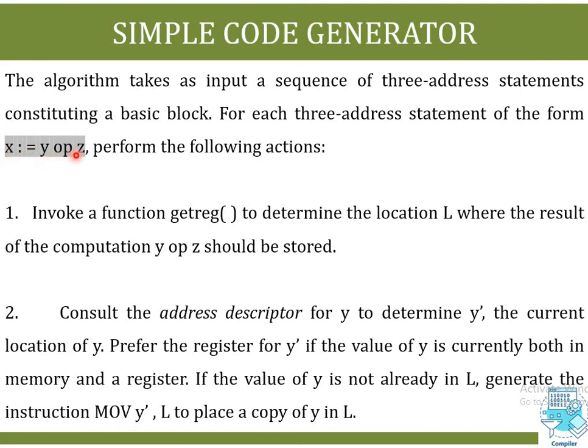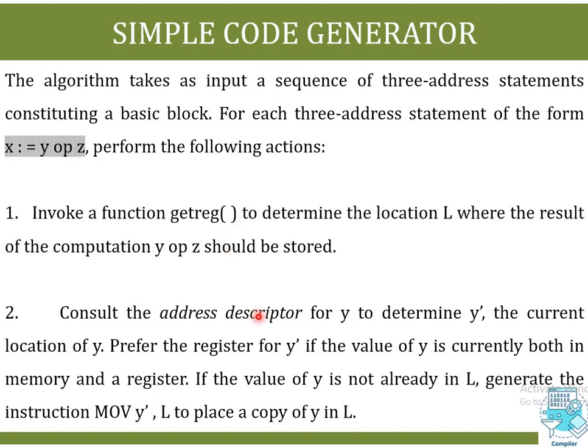Now for generating the code for this three address code, we have to follow four steps. The first step is we have to invoke the function getRegister to determine the location L where we will be storing the result of this operation. So the first step is to determine the location of the register, where you will be storing the result. For determining the location, we will make use of a function called getRegister.